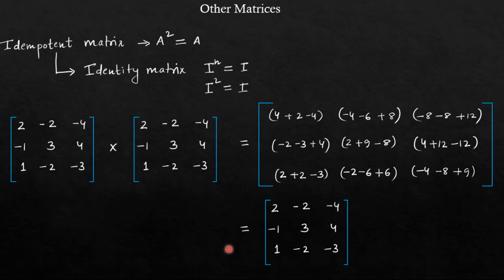So simply what you have to do is, you have to take the square of the matrix. If you obtain the same matrix, then it is the idempotent matrix, otherwise it is not.